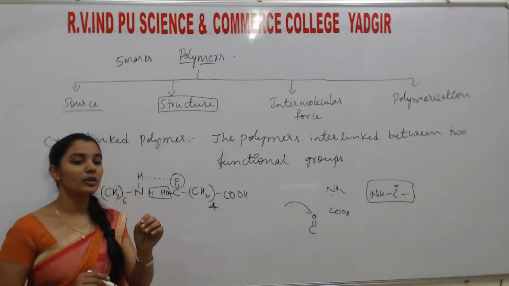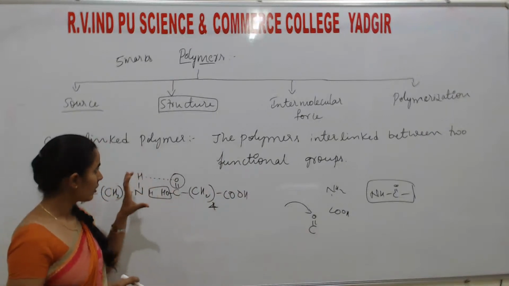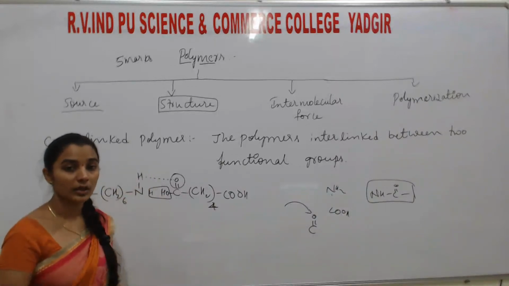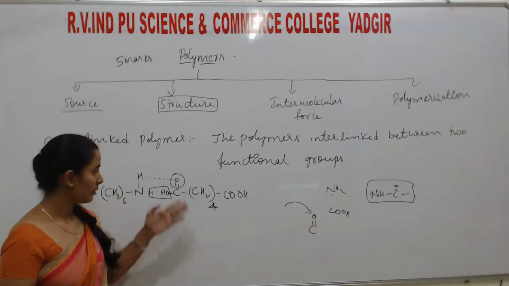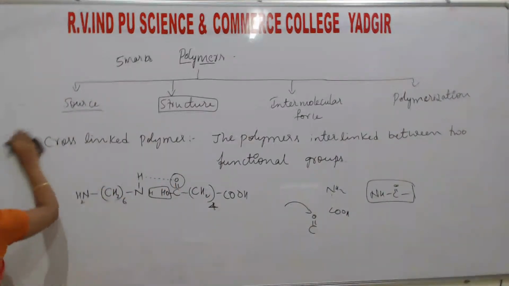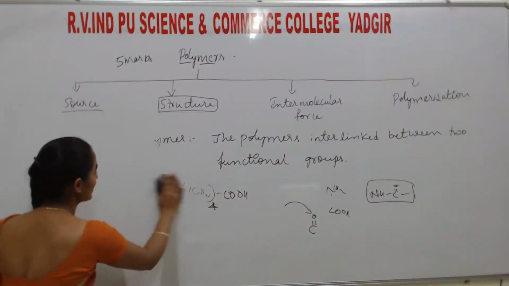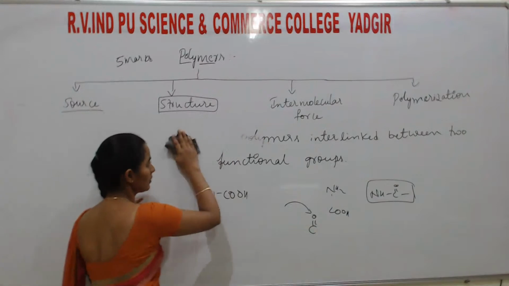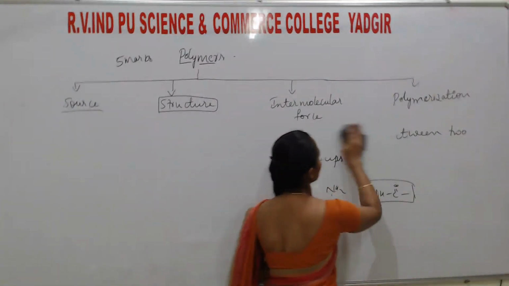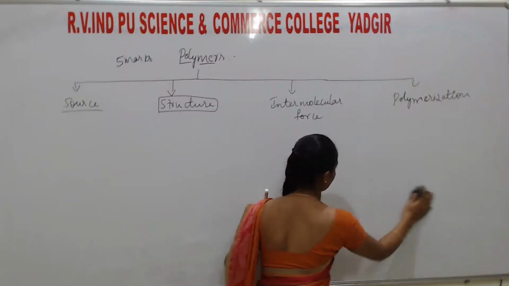But the important thing for you is linear and branched. This is not in NCERT, but I explained it to you. This type of polymer, cross-linked, is also there. This is the example. Okay? So this is all about structure, students. So based on structures, they are classified as linear, branched and cross-linked. So the next one is intermolecular force.